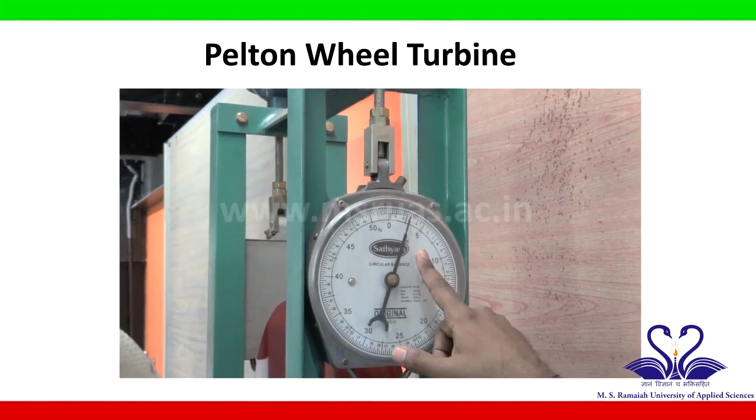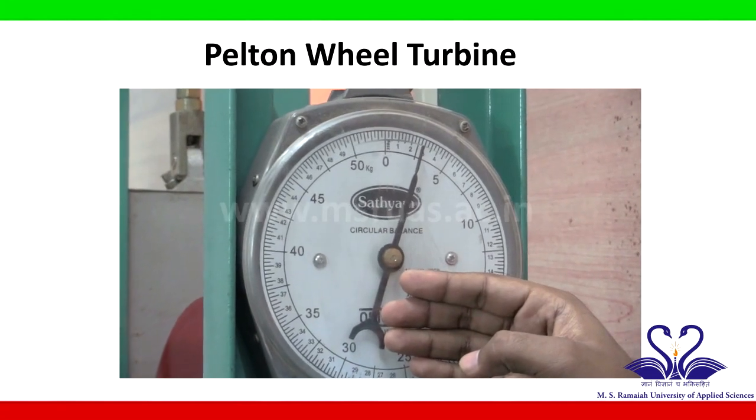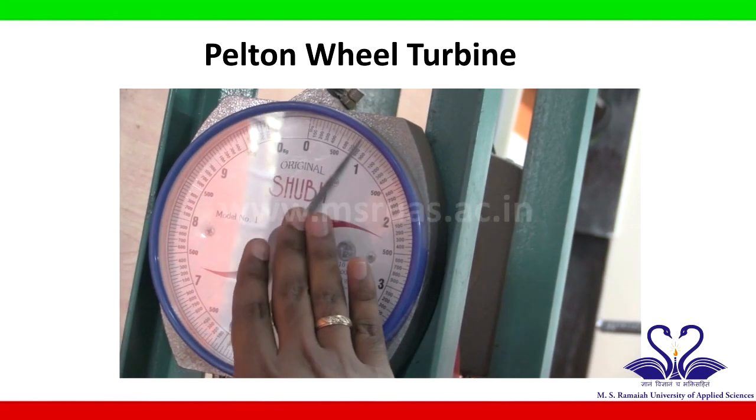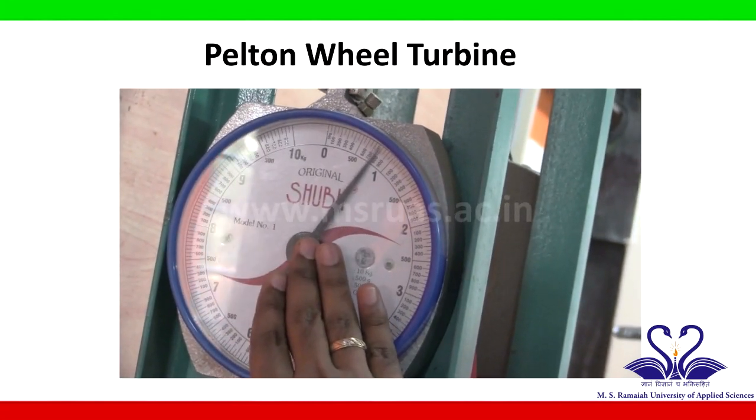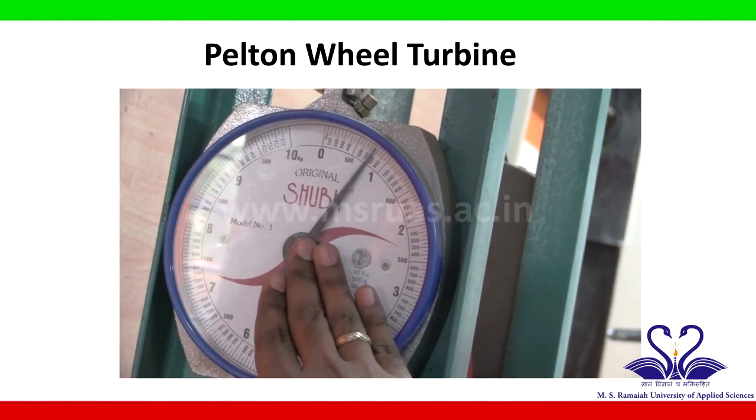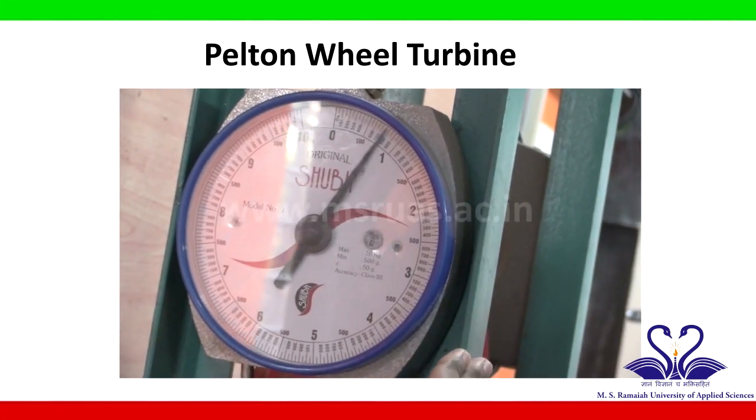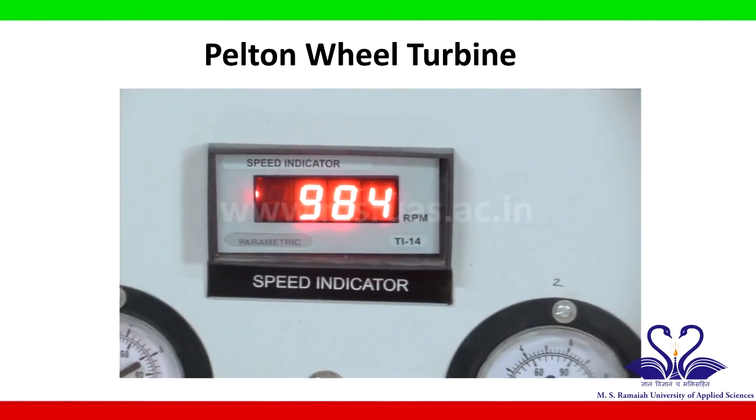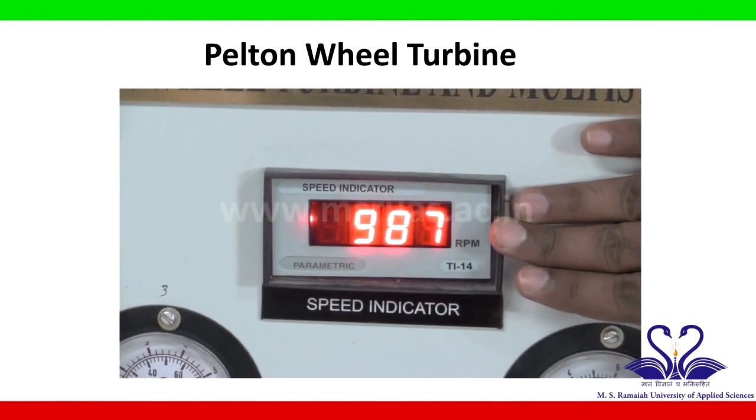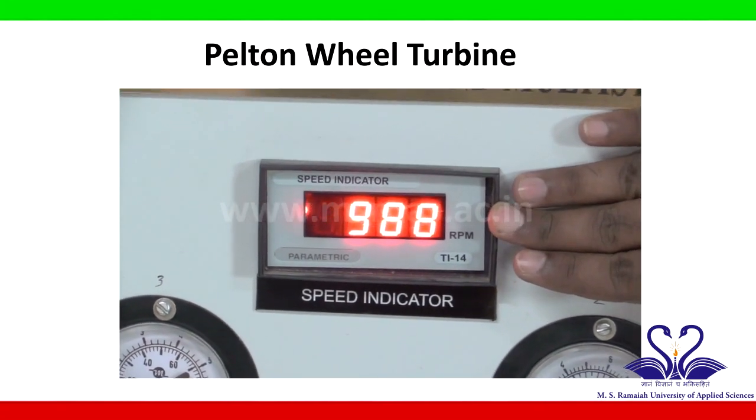I have applied a force of 2.5 kg on this end. On the other end, the value of the force is about 0.75 kg. The difference between 2.5 and 0.75 will give the net force being acted on the Pelton wheel shaft. The speed of the Pelton wheel is being indicated over here. The speed is around 990 revolutions per minute.